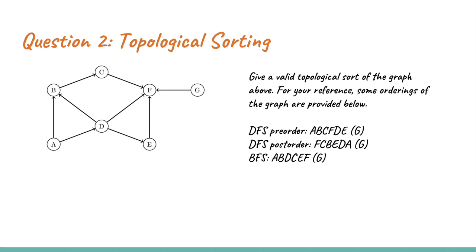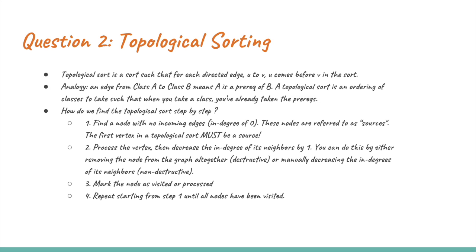In question 2, we want to topologically sort the same graph from question 1. So just a quick refresher, topological sort is a sort such that for each directed edge u to v, u comes before v in the sort. So if we were to think of this in the context of different courses, an edge from class A to class B means A is a prerequisite of B.